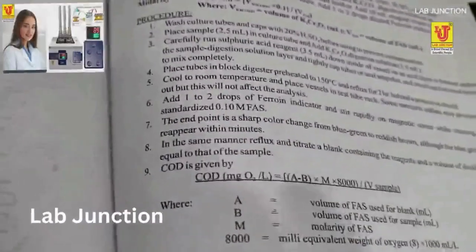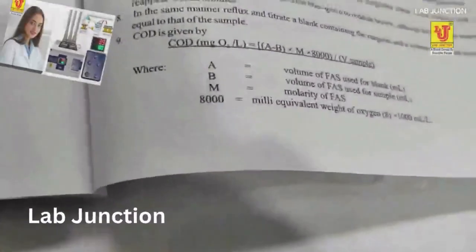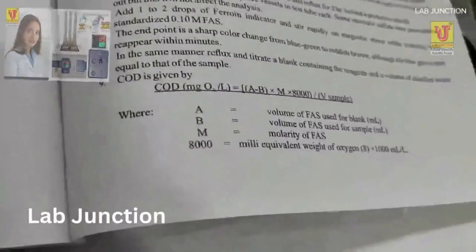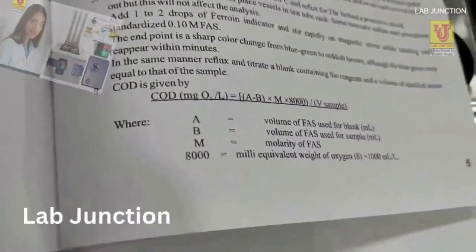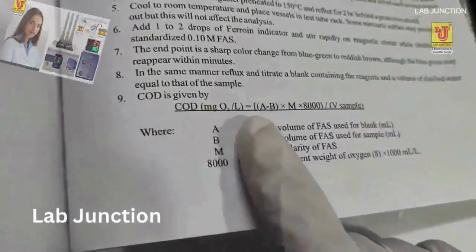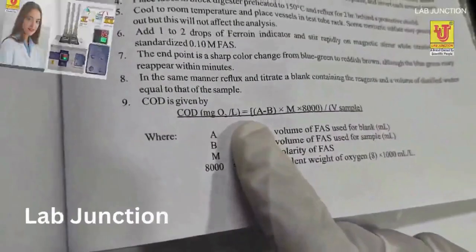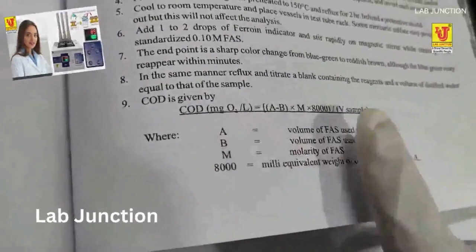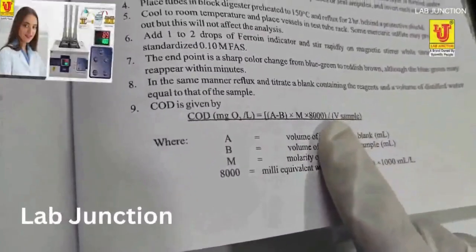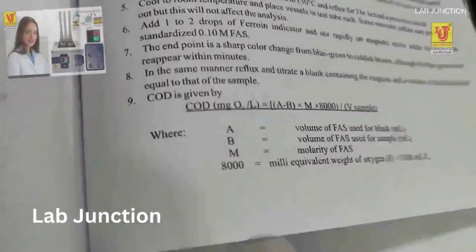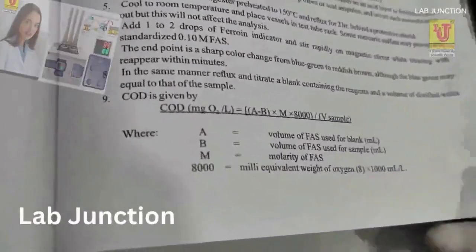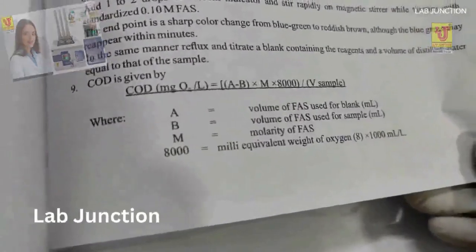This is the main method, how you can calculate COD in milligrams per liter. This is the formula: COD mg O2 per liter is equal to (A minus B) multiplied by M multiplied by 8000 divided by V sample. A means volume of FAS used for blank.